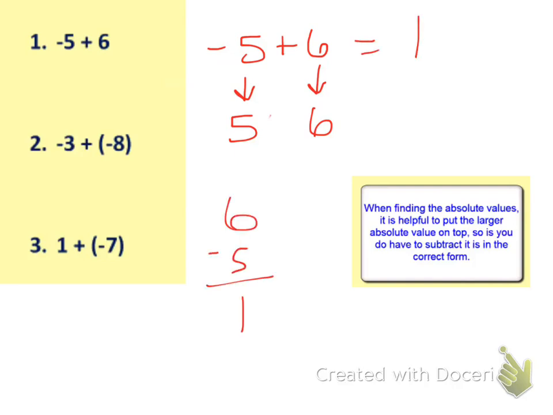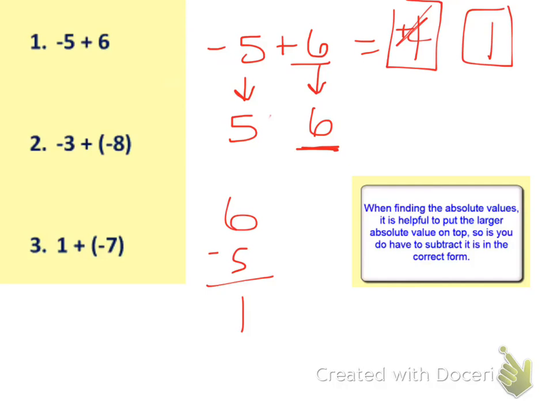So I know that equals 1, but is it positive or is it negative? Well, this is my largest absolute value, and in the problem it's positive, so it's just going to stay positive. Now, do you have to put a positive sign there when you write it? No, just write it like this. Regular 1.